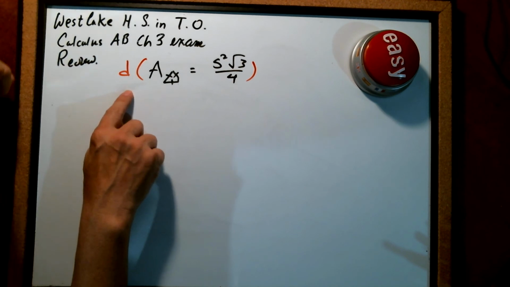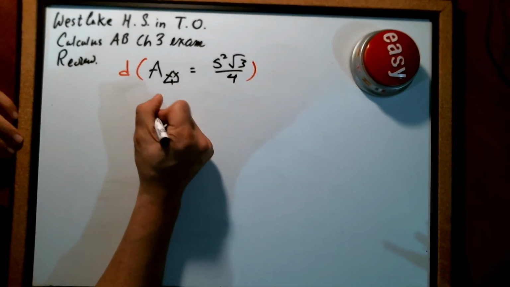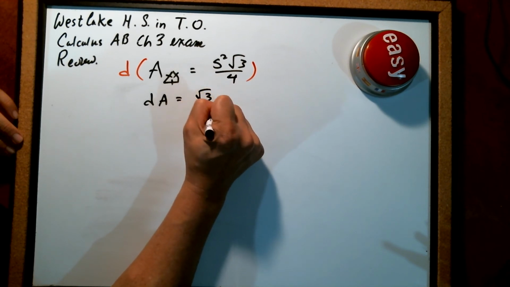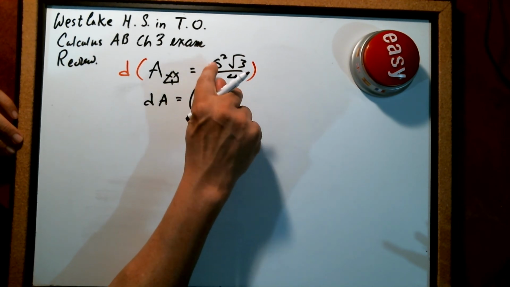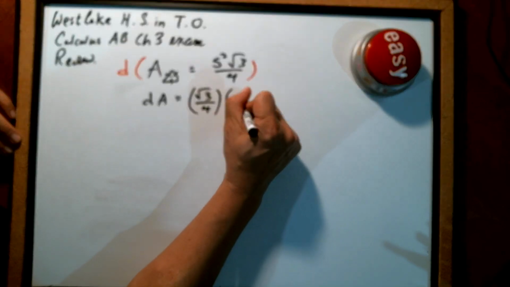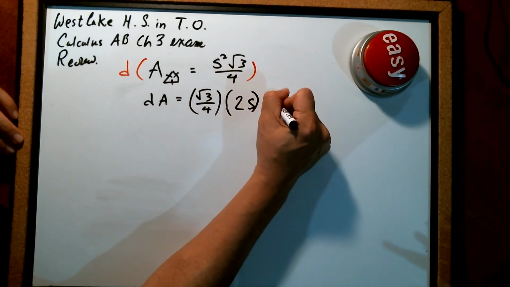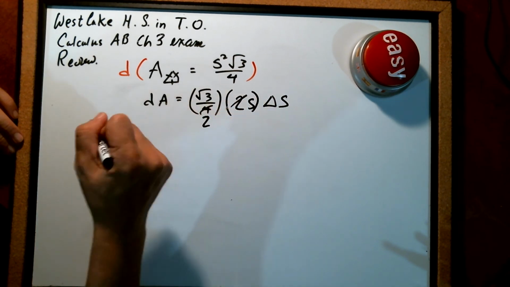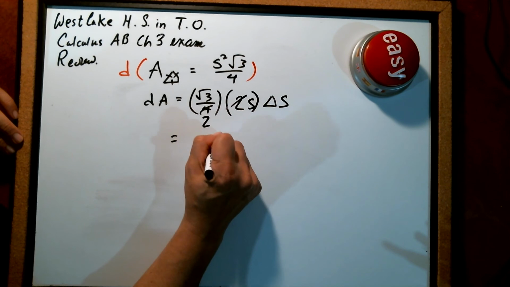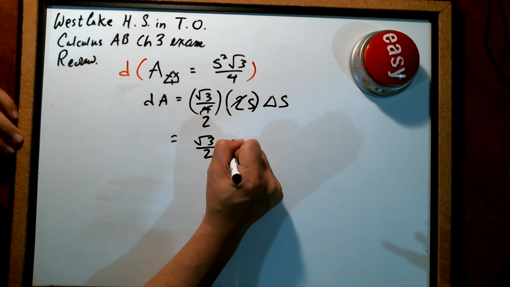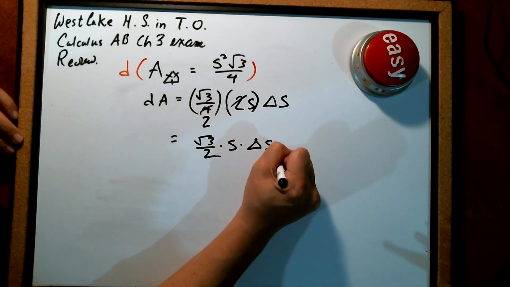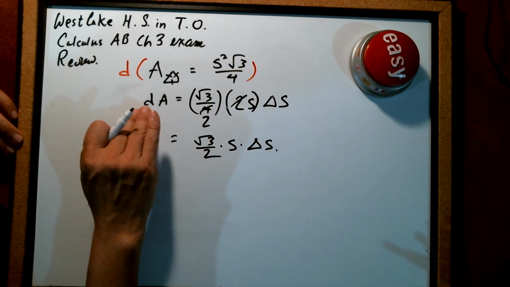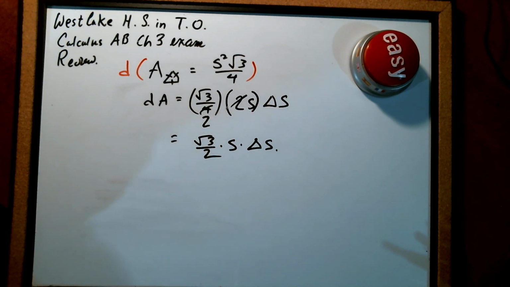I'm going to end up with the change in the area is dA. Root 3 over 4 is a constant times the derivative of side squared. Side squared is 2s times the change in s. The 2 will cancel with the 4, becomes a 2. It's going to be root 3 over 2 times s times the change in s. Make sure you say it as you go so you know what this change is versus what the differential is. Good luck on your exam.